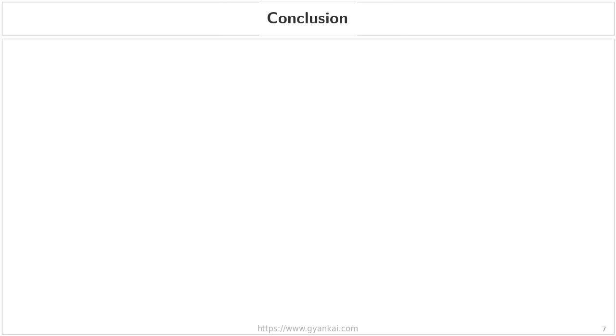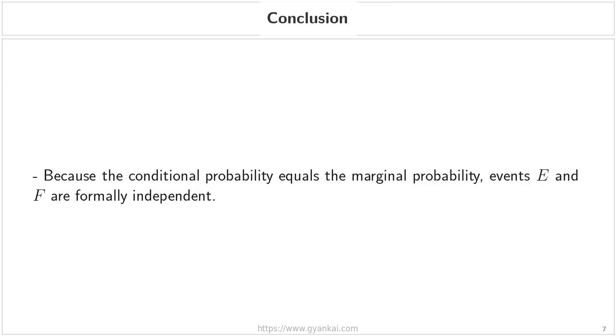Conclusion. So, to wrap up our analysis from the previous slide, we can see that the probability of rolling a 6 remains exactly 1/6, regardless of whether the coin landed on heads or tails. Because the conditional probability we calculated is equal to the original or marginal probability, we have mathematical proof that events E and F are formally independent. This brings us to our conclusion, but before we finish, I want to highlight some common pitfalls to watch out for in your upcoming exams.